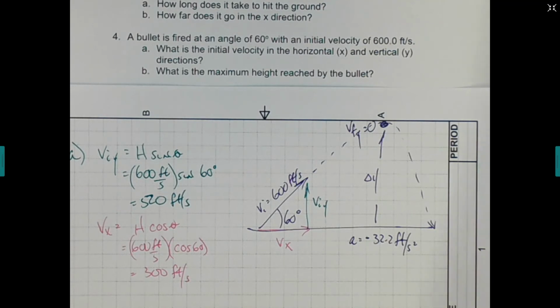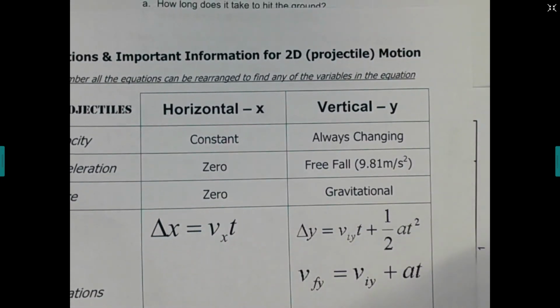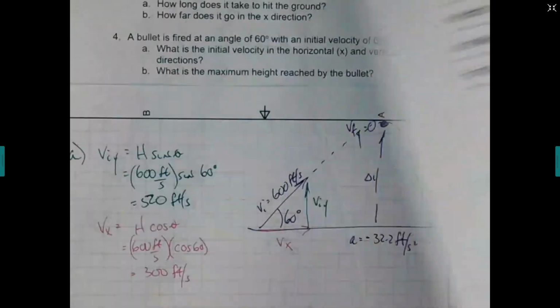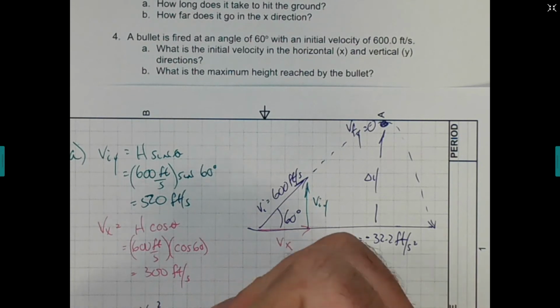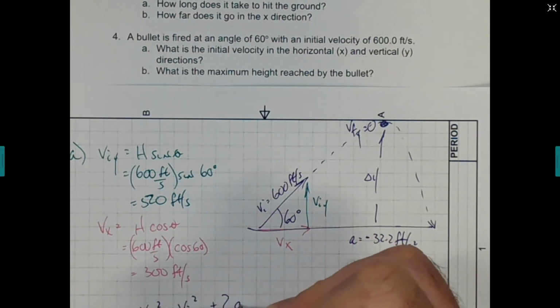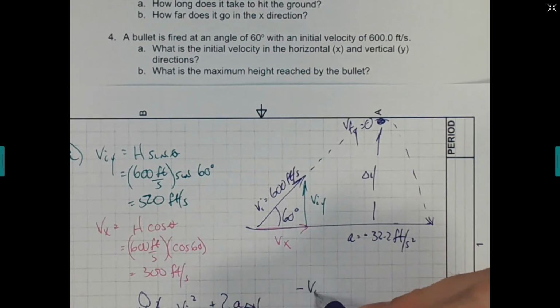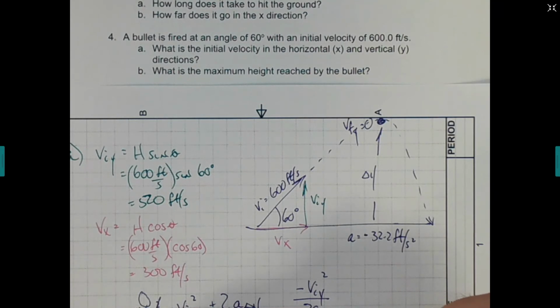We're looking for maximum height. They don't tell me time at all. So if you look over here, the only equation that doesn't have time is this guy here. So let's use him. We know that Vf squared equals, in the y direction, Vi squared, also in the y direction, plus 2 times the acceleration times the change in position. My final velocity is 0, so that goes away. So now we have negative Vi y squared, divided by 2a, is equal to the change in position.